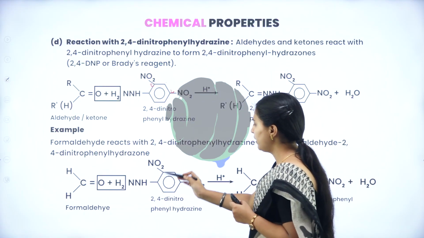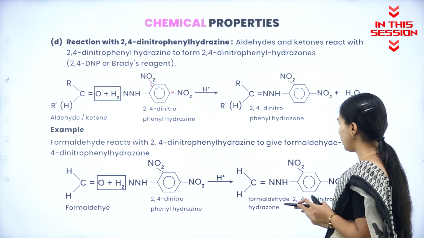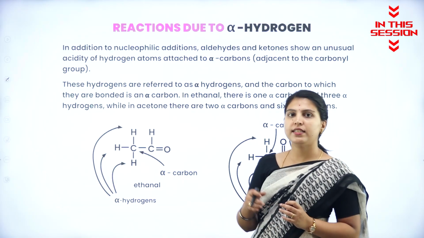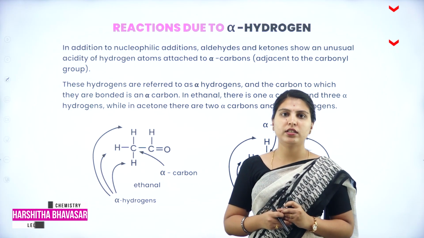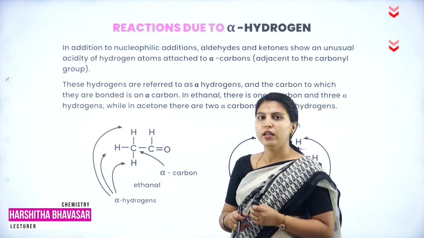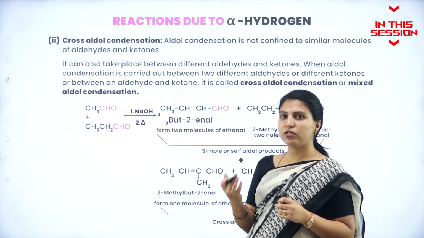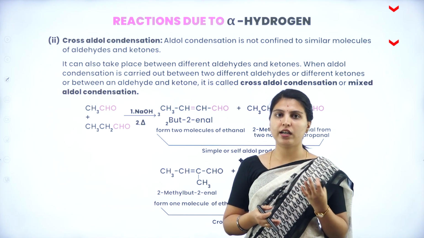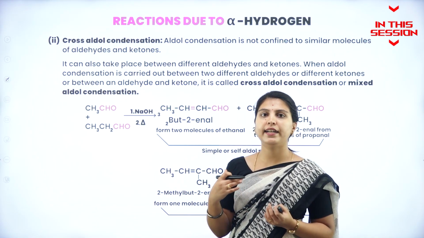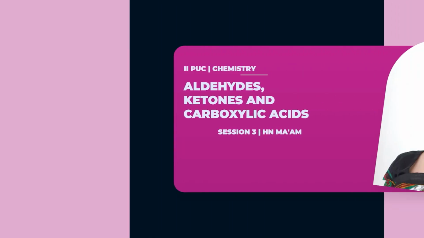Here formaldehyde reacted with 2,4 dinitrophenyl hydrazine, it will form formaldehyde 2,4 dinitrophenylhydrazone. There is a presence of alpha hydrogen in aldehydes and ketones. Due to that alpha hydrogen, a number of reactions could be expected. This is cross aldol condensation between aldehyde and aldehyde, ketone and ketone, or aldehyde and ketone. So we'll call it mixed aldol condensation.